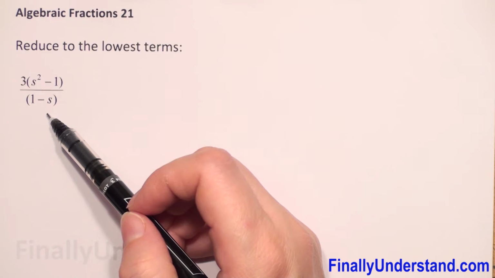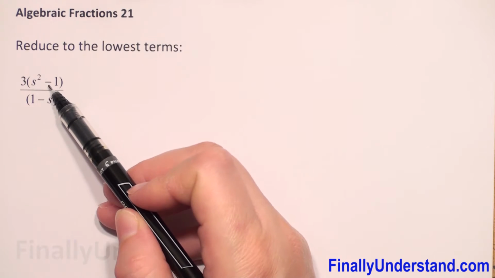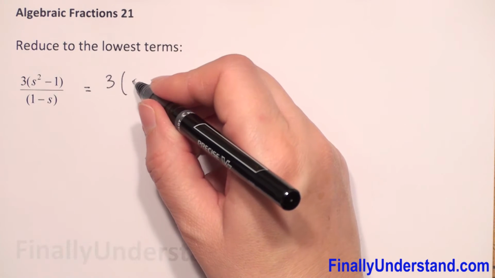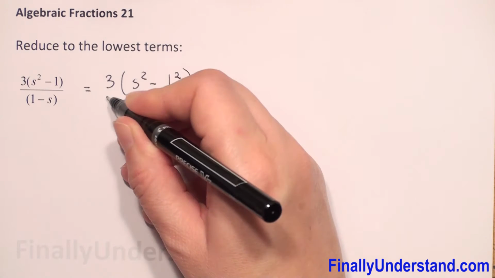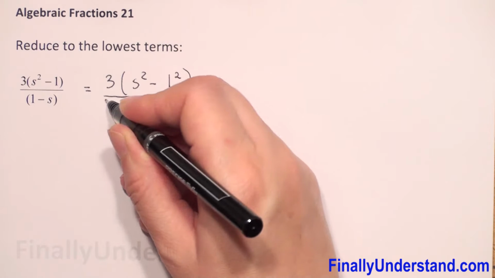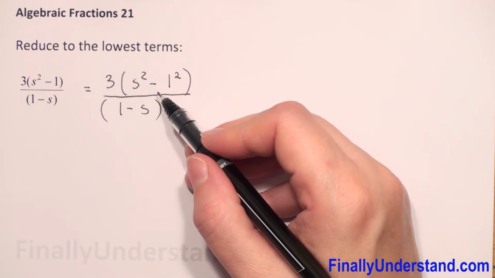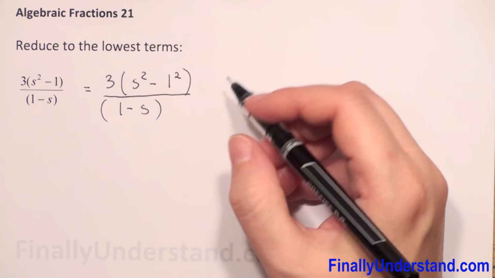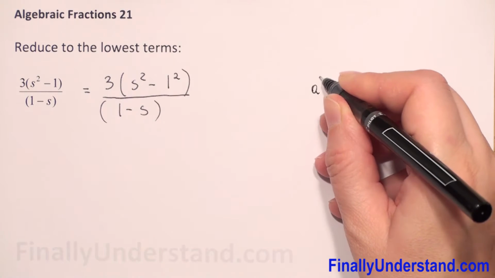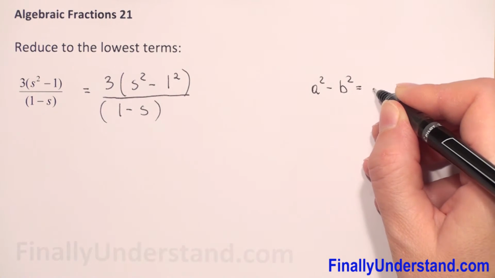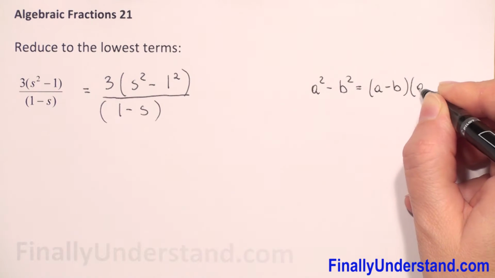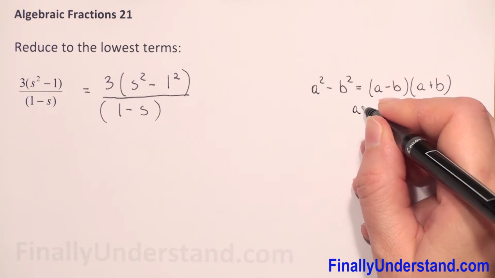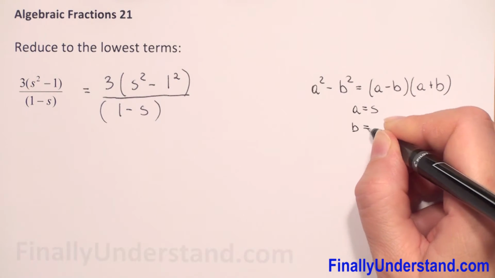So first, what we can do here, because we have s squared minus 1, is rewrite our expression in parentheses: this is (s squared minus 1) over 1 minus s in the denominator. And now we see that we have a difference of two perfect squares. Let me remind you of this formula. When we have a squared minus b squared, this is equal to (a minus b) times (a plus b). So in this example, our a is equal to s and b is equal to 1.